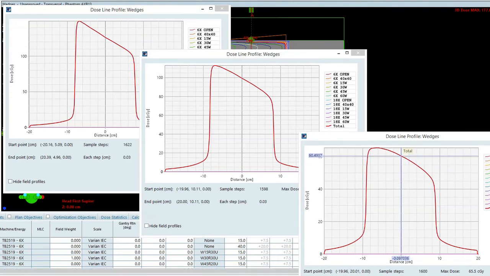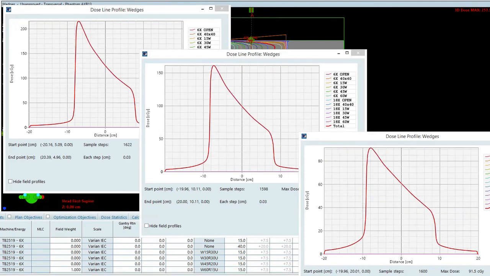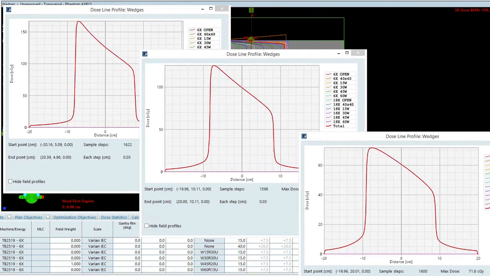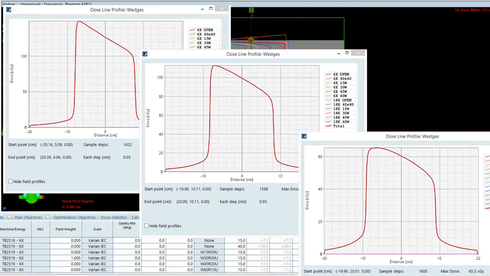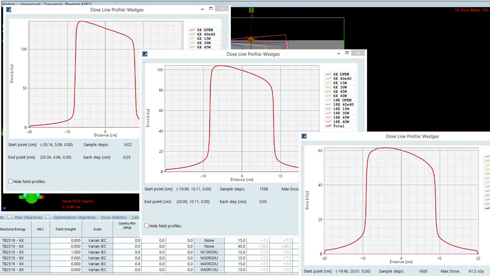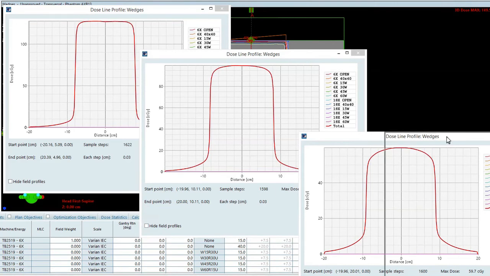45 wedge and a 60 wedge. Go back to 45, 30, 15, and open. Great, so that's wedge profiles.